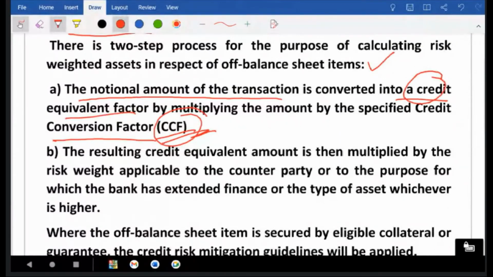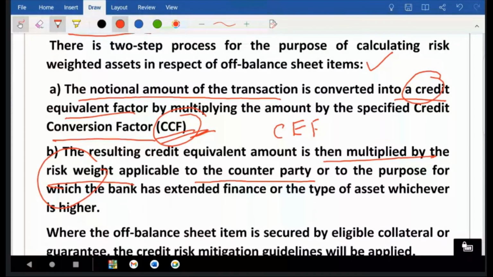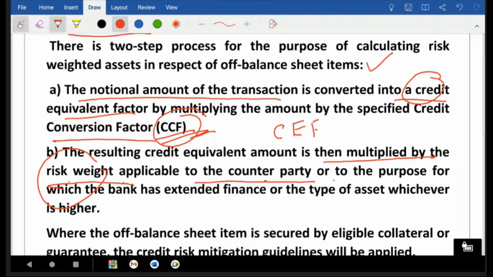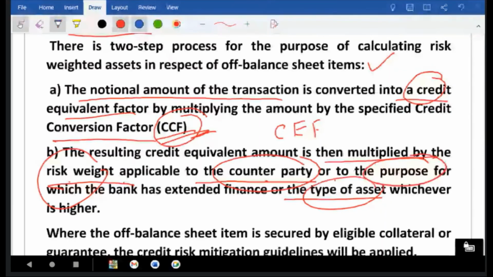The resulting credit equivalent amount is then multiplied by the risk weight applicable to the counterparty, because whatever risk weight the counterparty has, we have to multiply with the credit equivalent amount. You have to multiply with the risk weight of the counterparty, or the purpose for which the bank has extended the finance, or the type of asset, whichever is higher. So three factors are here: the risk weight of the type of asset, or of the counterparty, or of the purpose. Whichever is higher, you will take the risk weight of that.